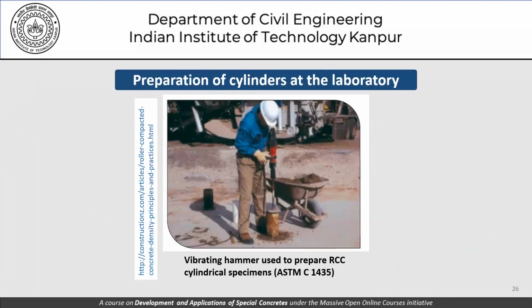This picture here shows the preparation of cylinders in the lab when we are planning to use roller compacted concrete, and you can see that instead of trying to use an internal vibrator, what we are trying to use is a vibrating hammer. That is what is used to prepare RCC cylindrical specimens in the laboratory, because internal vibrators, number one, there's a problem on how they will work, how effectively they will be able to compact the concrete, but also they are not going to be used at site.